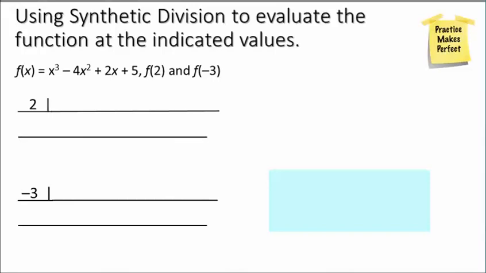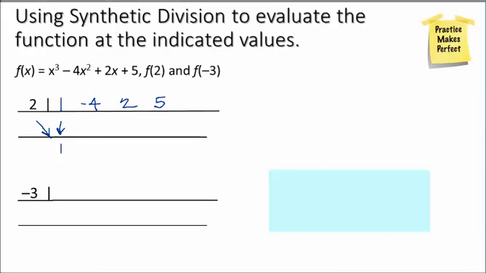Okay, I'm bringing down my 1, my negative 4, my positive 2, and my 5. And remember, I'm just going to bring that 1 down. I don't do anything with it yet. Now I say 2, and you don't have to draw these arrows. I'm just drawing them to help you see the path that I'm taking.